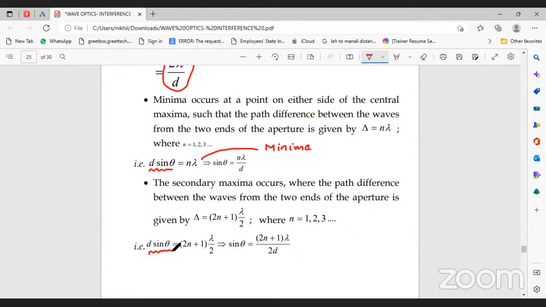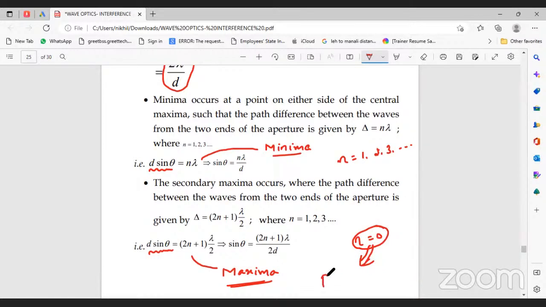Similarly, the path difference d sin theta is equal to (2n plus 1) times lambda by 2. This is the condition for maxima. So what is the condition for the maxima? Path difference must be equal to (2n plus 1) times lambda by 2. What is the condition for the first minima? d sin theta must be equal to n lambda, when n varies like 1, 2, 3 in both cases. When n is equal to 0, this should be a principal maxima.